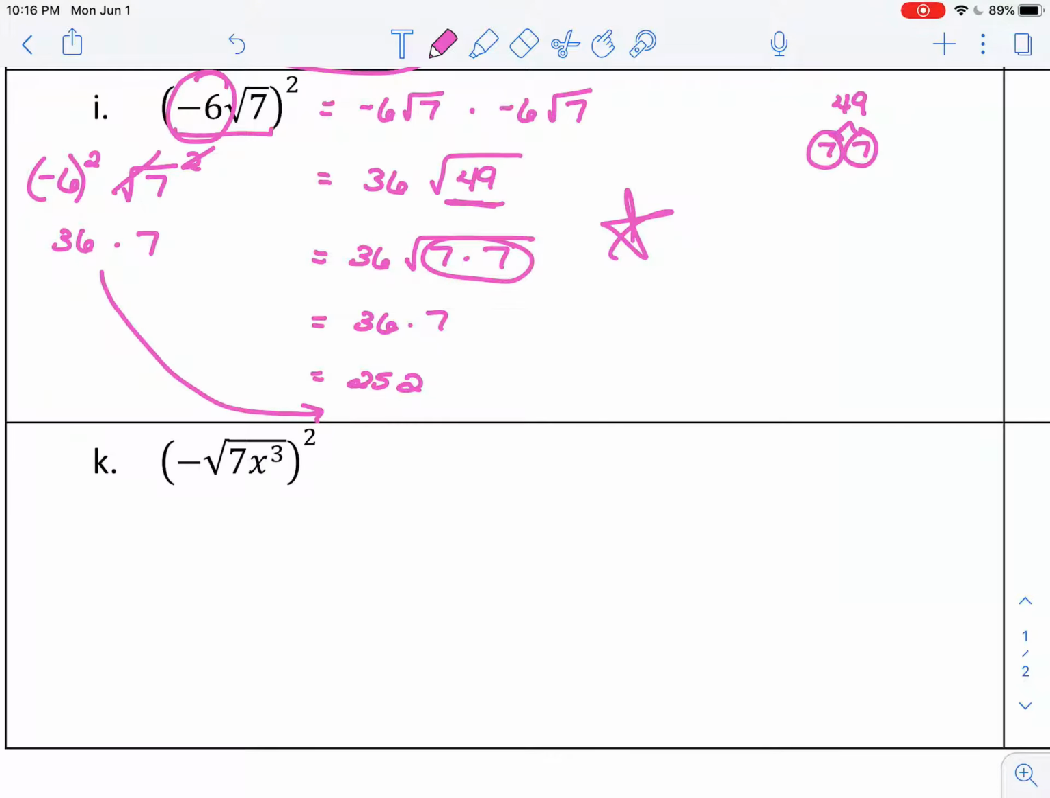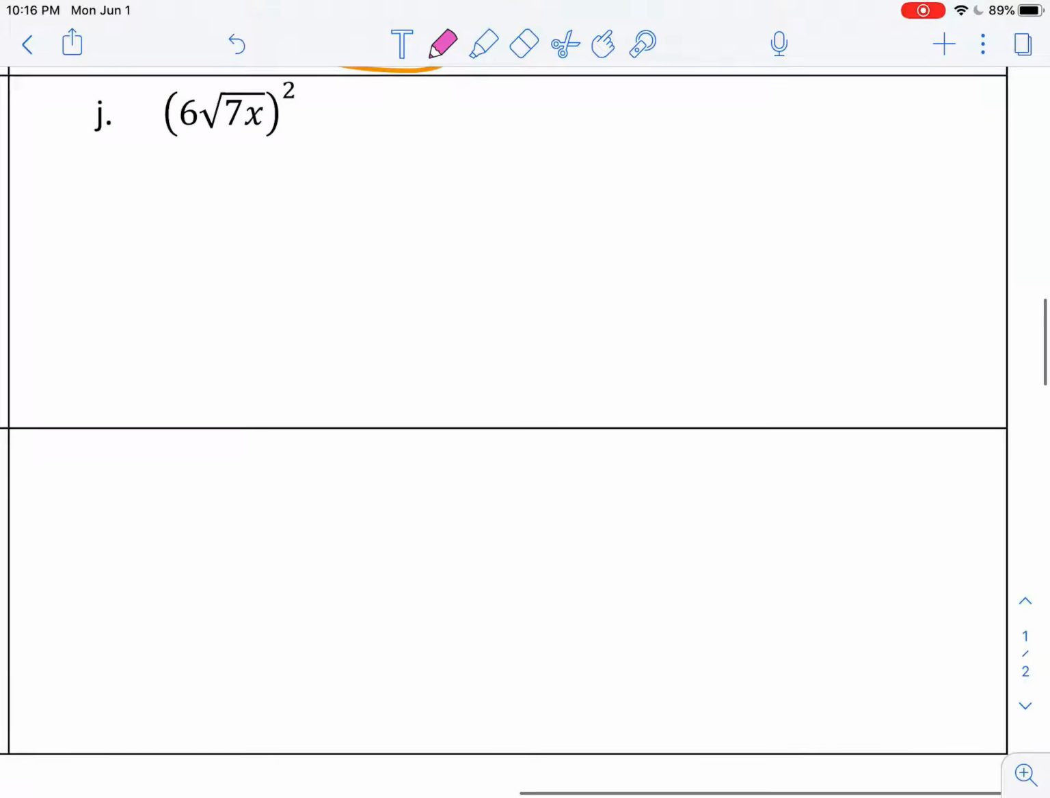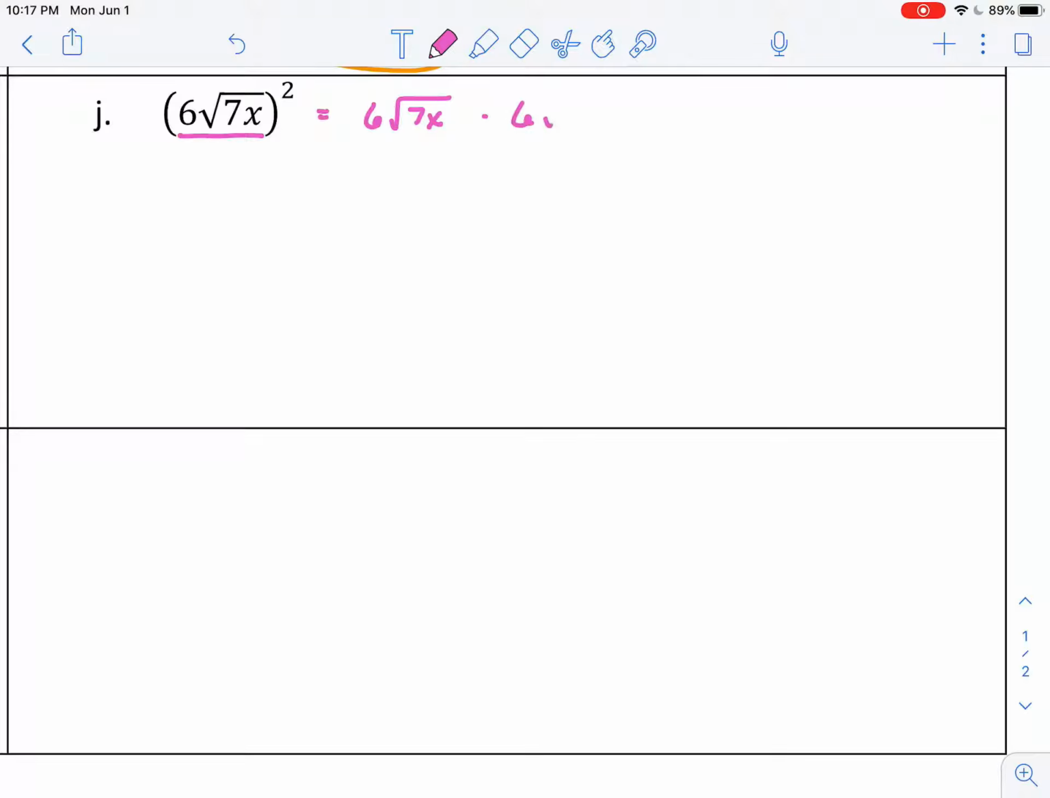These last two in this little section are just throwing in variables with our numbers. So just adding an extra layer of complication to it. I'm going to start out the same way as always. I'm going to take whatever's inside my parentheses and I'm going to write it twice because squaring a number means to multiply it times itself. Then I'm going to multiply and simplify.